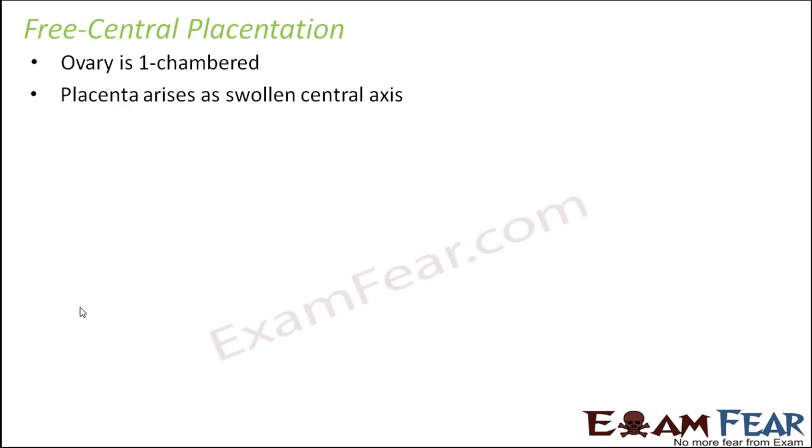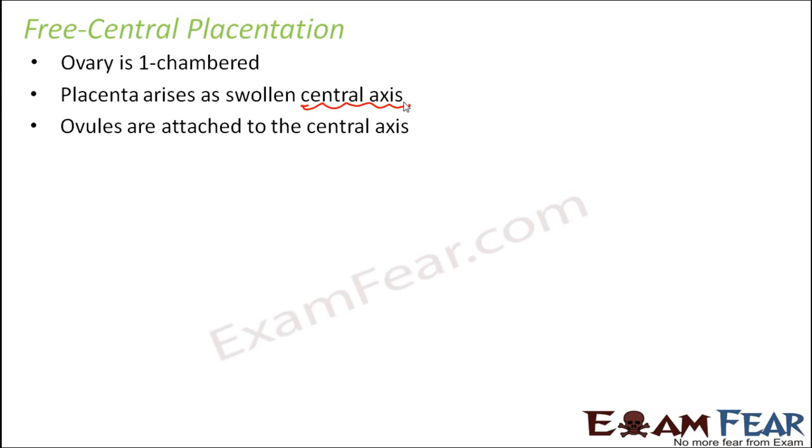The fifth one is free central placentation. Here again the ovary is one chambered. The placenta arises as a swollen central axis. That is why the name central placentation, due to the presence of a swollen central axis. So the ovules are attached to the central axis. Examples are dianthus and primrose.